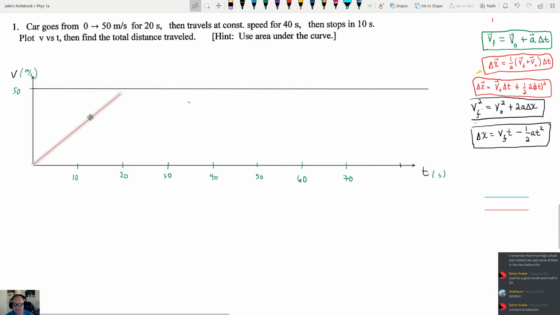All right, so this line needs to go from 0 to 50, and it needs to line up right here with 20. So I need to basically go straight up right here as much as I can. All right, there we go. That looks straight, right? Boy, it's really hard to tell. So that's 0 to 50 for 20 seconds. It then travels at a constant speed for 40 seconds. So we need a red line that goes from 20 up to 60, right? Right about there.